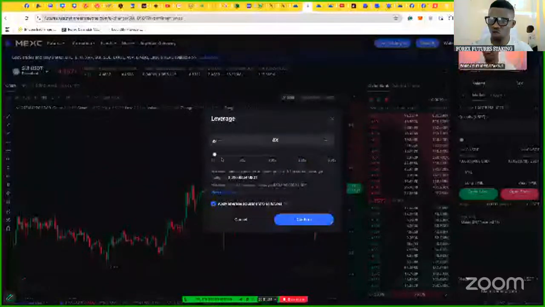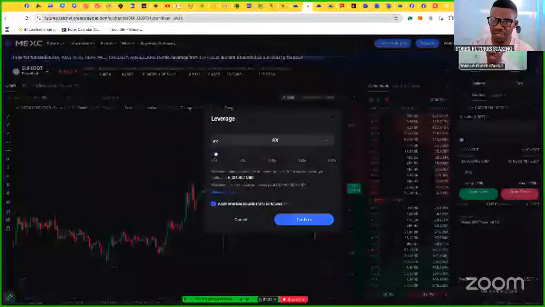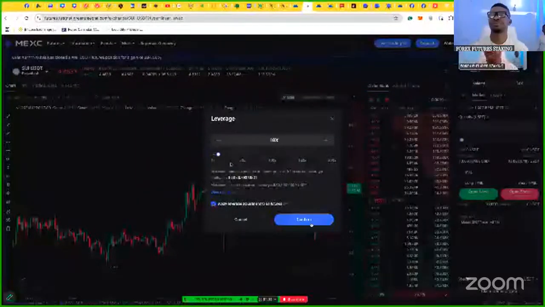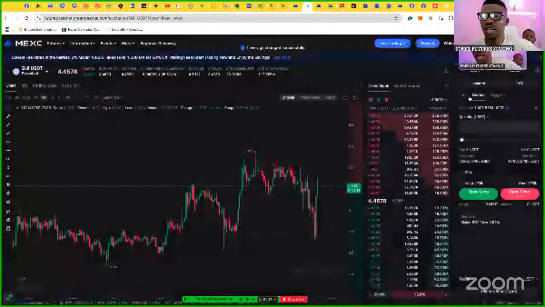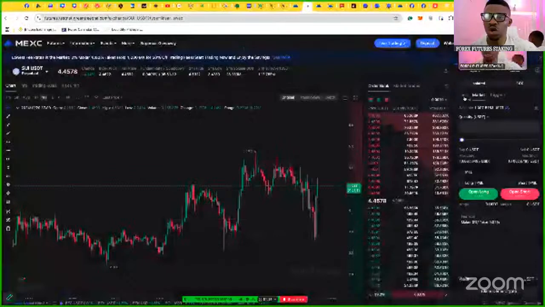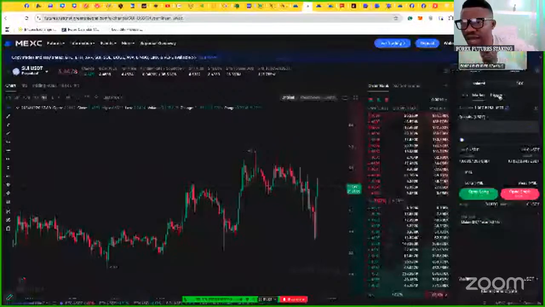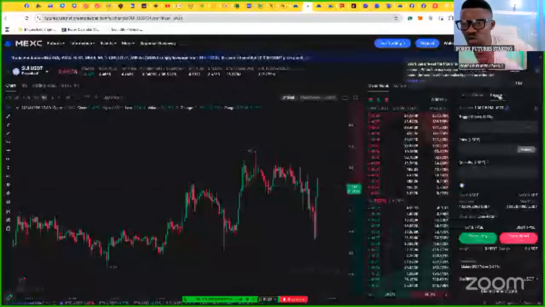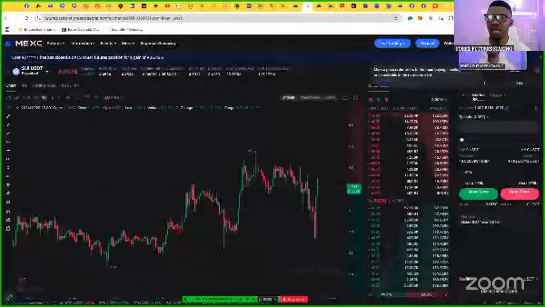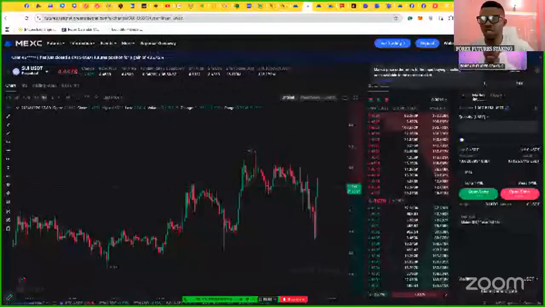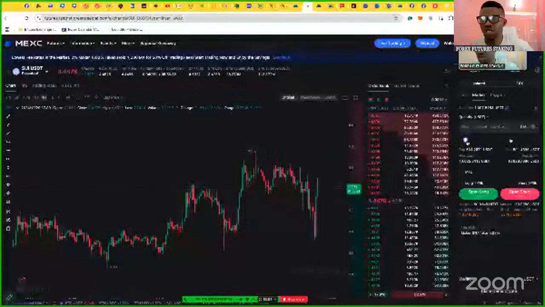This is part of what we'll be discussing today. Permit me to leave it at 10x leverage. Confirm. Then let's go further to show that it permits you to use limit order, which is a pending order, or market order. This trigger price is also a pending order, but let's stay with market order. Market order, instant execution. It permits you to select the quantity you want to purchase before you go in.